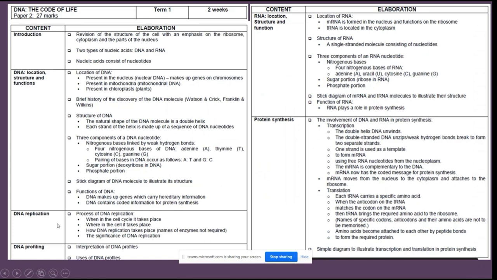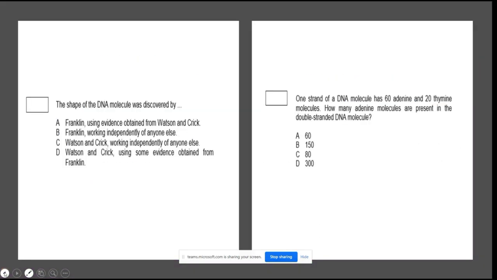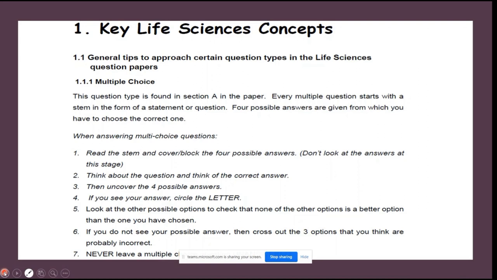So in your exam guidelines, you will note each topic. They'll tell you exactly what you need to study for each topic in the exam guideline. Right. Now, if we look at life sciences, you've been doing life science. This is now your third year in the FET phase where you are doing life science. And there are certain questions that you need to know.